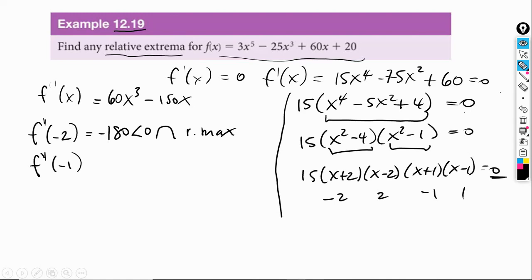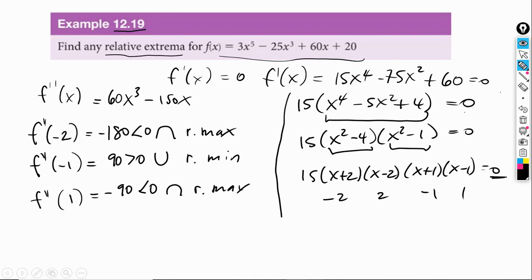Okay, so at -1, we're going to get 90, and 90 is greater than 0. So that means that the concavity is upward, therefore this is a relative minimum. So at x equals -1, we have a relative minimum. Okay, so next, let's do the second derivative test at 1. And for 1, we're going to get -90. And -90 is less than 0, so that means downward concavity, therefore this is a relative maximum.